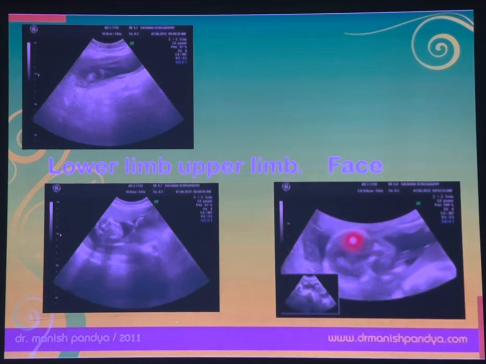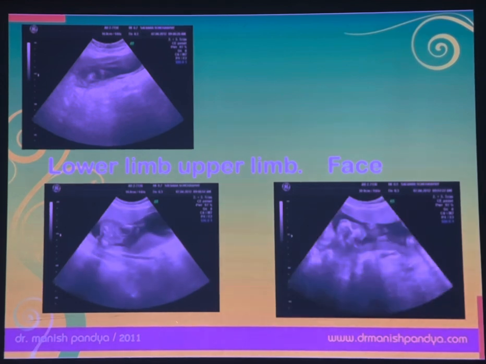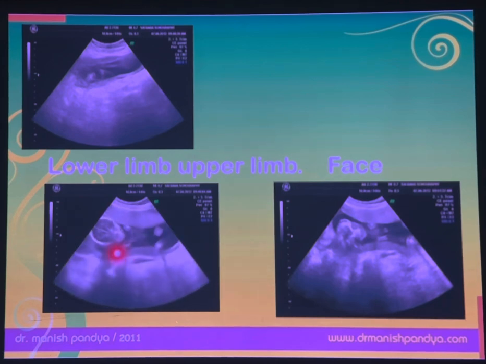You can see the spine. You can see the baby's face. The baby is moving, so always try to visualize when the baby is towards your side. Now see the upper limb. In the upper limb, the bone which is near to the heart is the humerus.